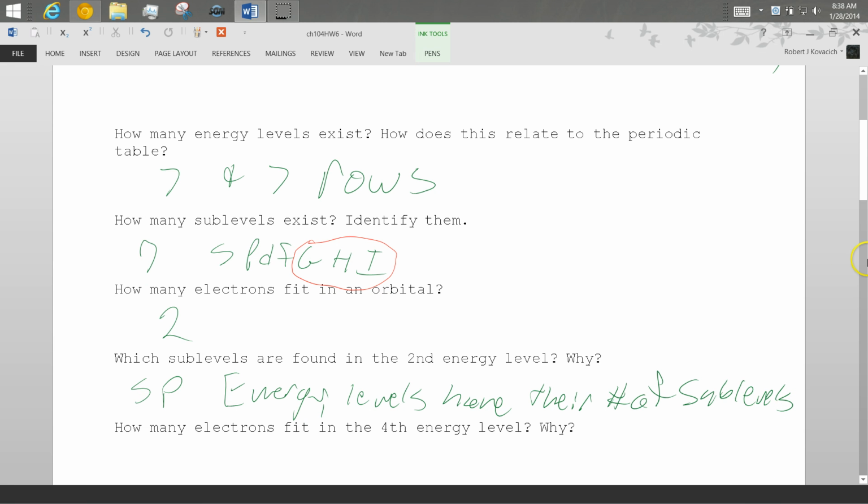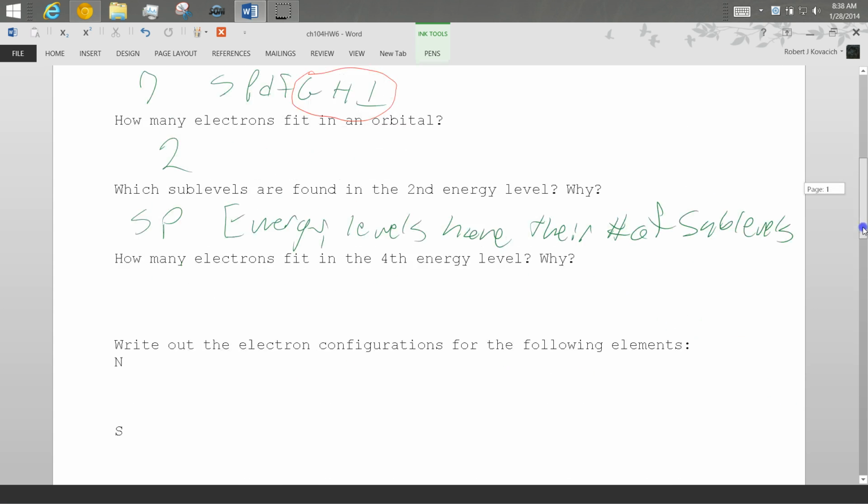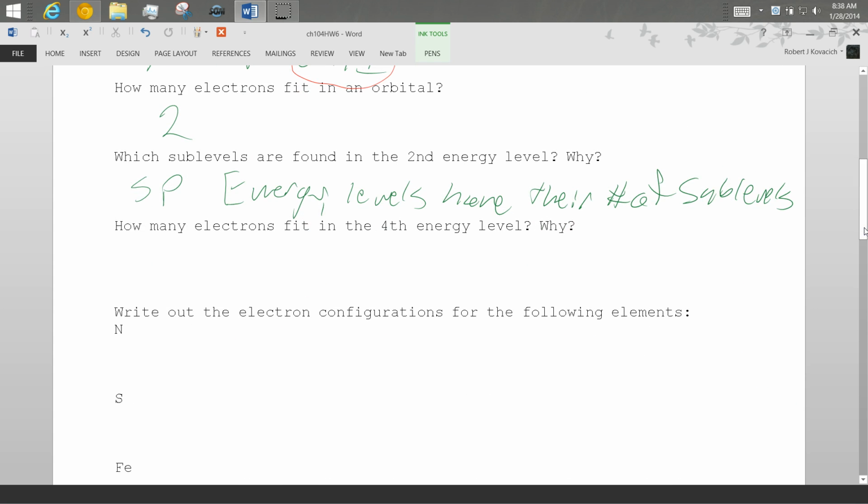How about, okay, how about 4? How many electrons can fit in the 4th energy level? 32. Is it 32? There's an S, a P, a D, and an F. There are 2 electrons that can fit in the S sublevel because it's 1 orbital.